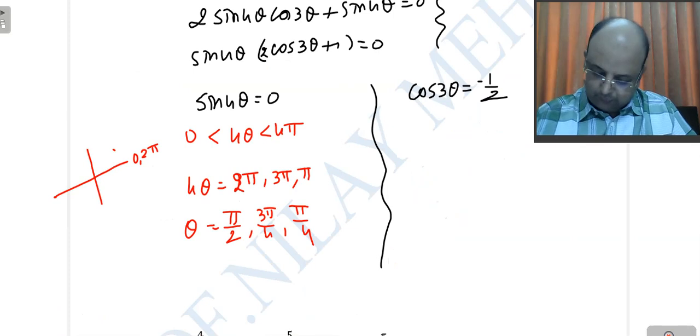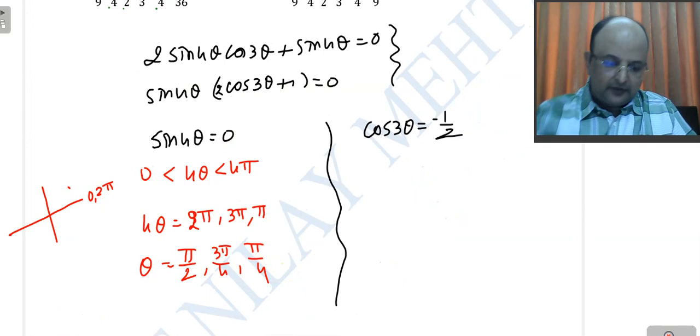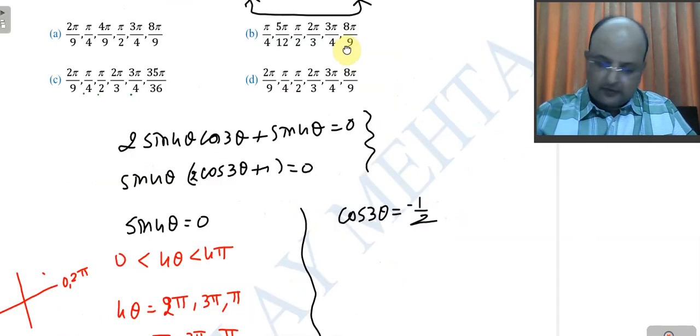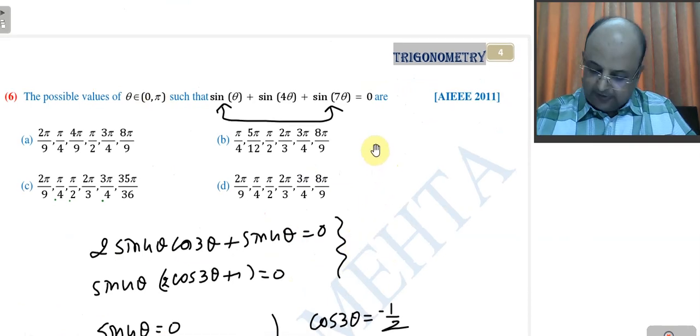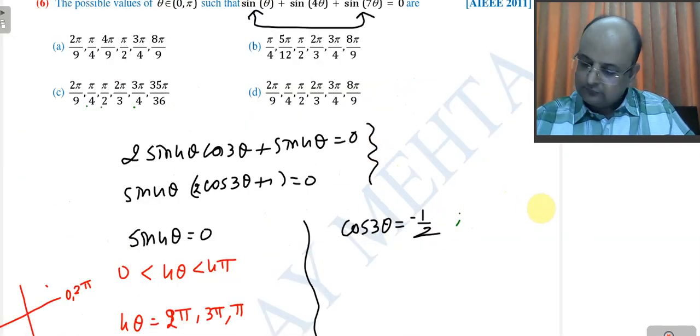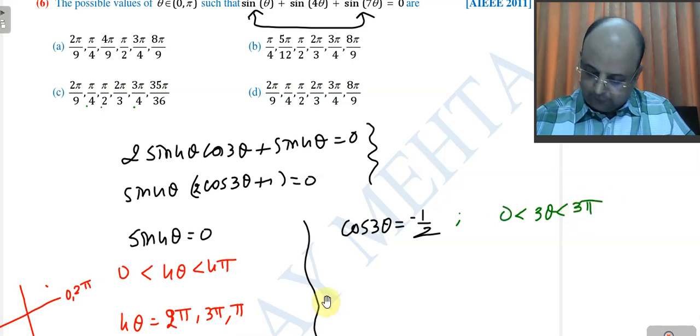Cos 3 theta equals, careful, it is easy but now you will have to work. 3 theta, theta belongs to 0 to pi, so 3 theta belongs to 0 to 3 pi. So I go for that also carefully.